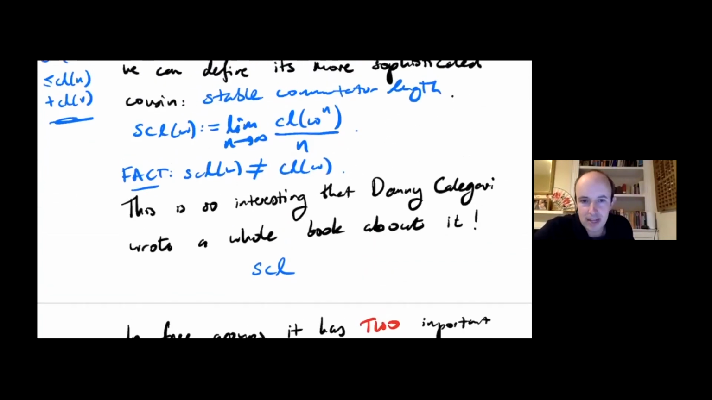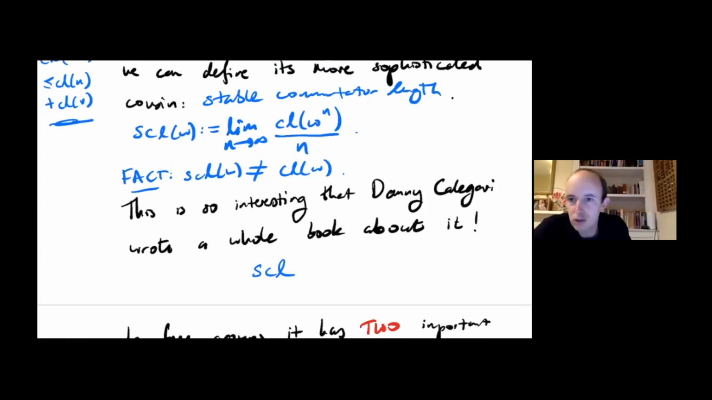So the problem with stable commutator length, the thing that might make you sad about it, is that commutator length was an integer, right? And that's obviously really useful for lots of things. Stable commutator length is not an integer, or at least is usually not an integer anymore. And so that's pretty disappointing. It means you can't use the arguments that you would normally use about integral invariance. You can't look at a minimal thing or things like that.